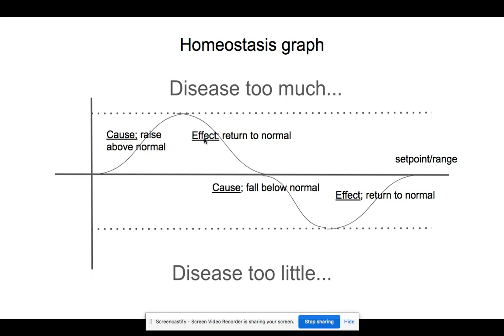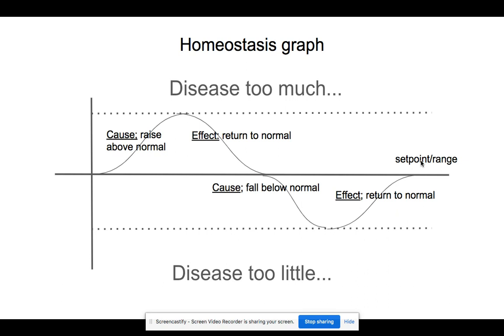What's the effect? So what gland secretes a hormone to bring our body back to normal when our blood sugar raises? That sort of thing. That effect would be like insulin, right? Same thing with the cause below normal. Something will cause our blood sugar values to drop below normal, perhaps exercise. Our effect is the pancreas is going to release something, probably glucagon, to bring us back up to normal.